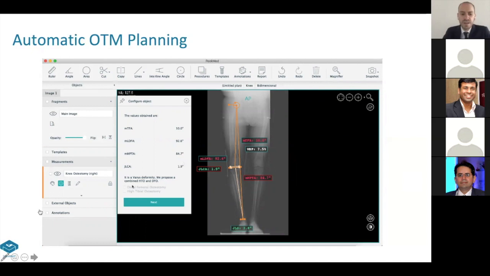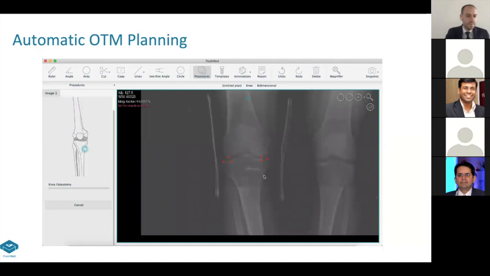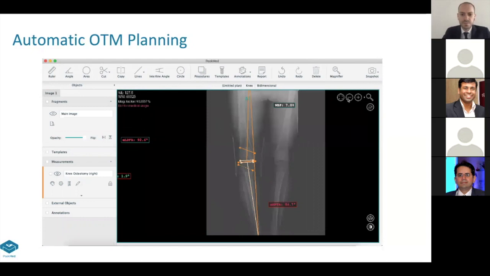And if you click next, you just do the markings of the HTO. You do the markings of the closed wedge lateral DFO. And then it's the same thing. You just select the degree of correction that you want to do, where you want the new weight bearing line to go through.